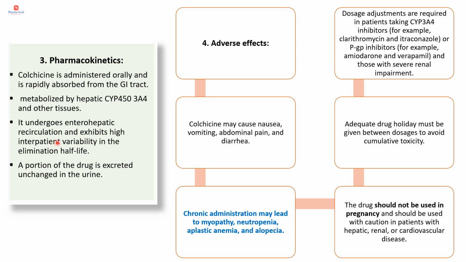And as I have already mentioned, this colchicine is metabolized by CYP3A4 isoenzyme. So dosage adjustments are required in patients taking CYP3A4 inhibitors, for example, clarithromycin and itraconazole, or P-glycoprotein inhibitors, for example, amiodarone and verapamil, and those with severe renal impairment.